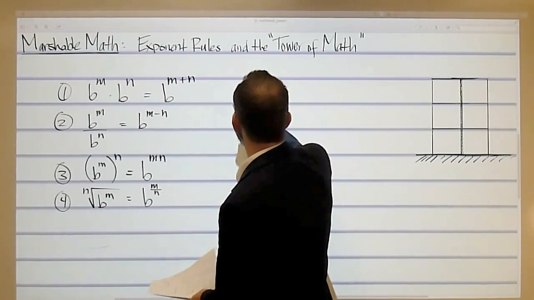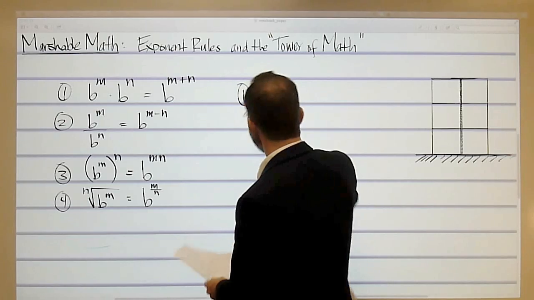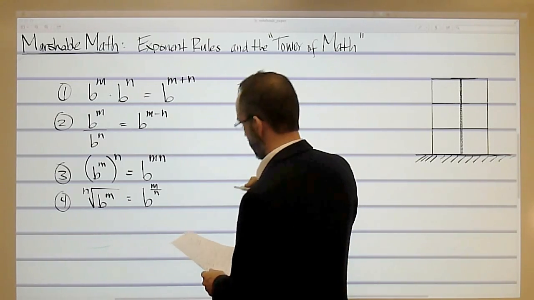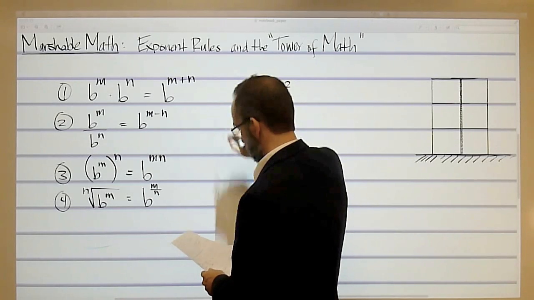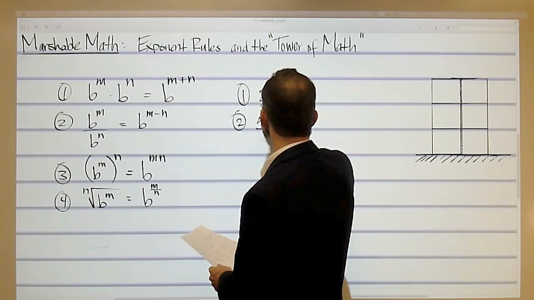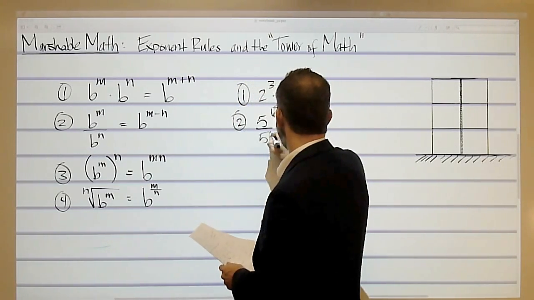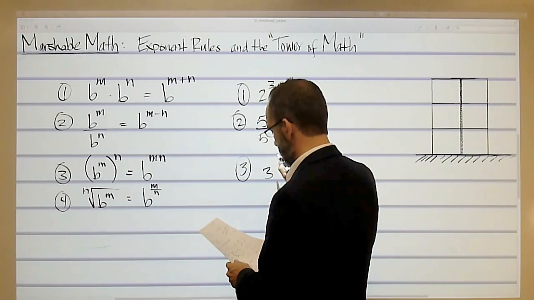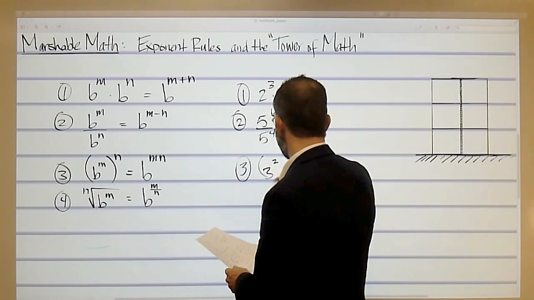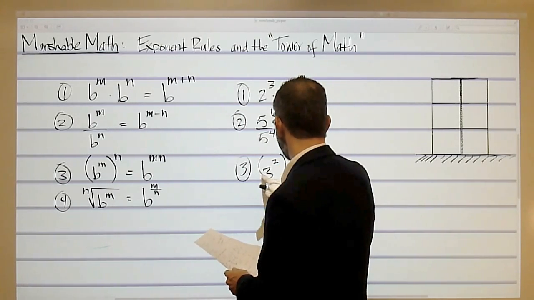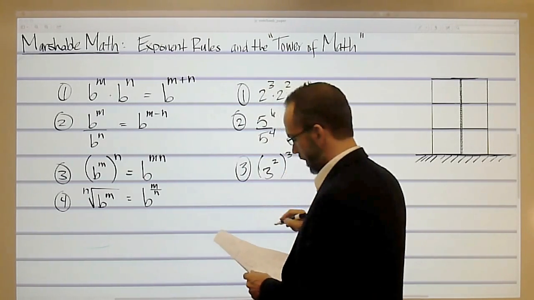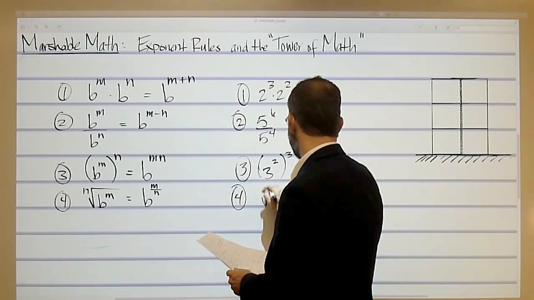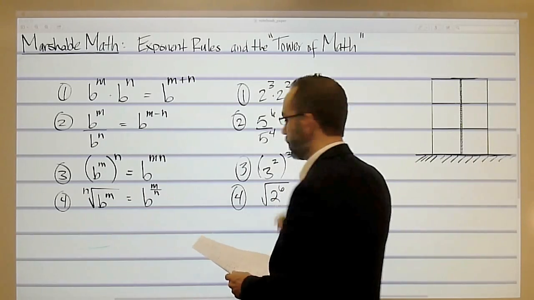Let's try these. Let's do number one on this one. Let's say 2 cubed times 2 squared. And then number two, we'll say 5 to the 6th over 5 to the 4th. And then on number three here, we'll say 3 squared, but then itself, cubed. Oops, missed the parentheses on that one. And then on number four, let's say we'll take the square root of 2 to the 6th.